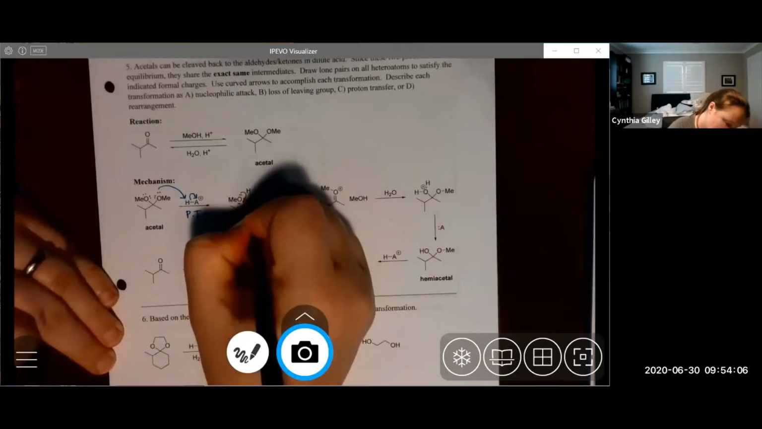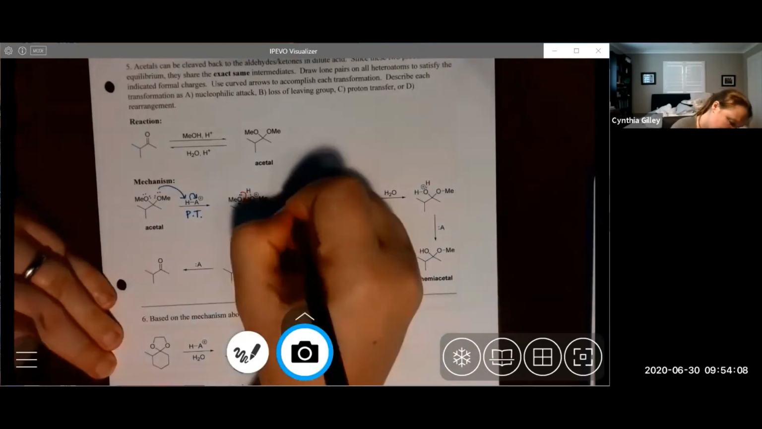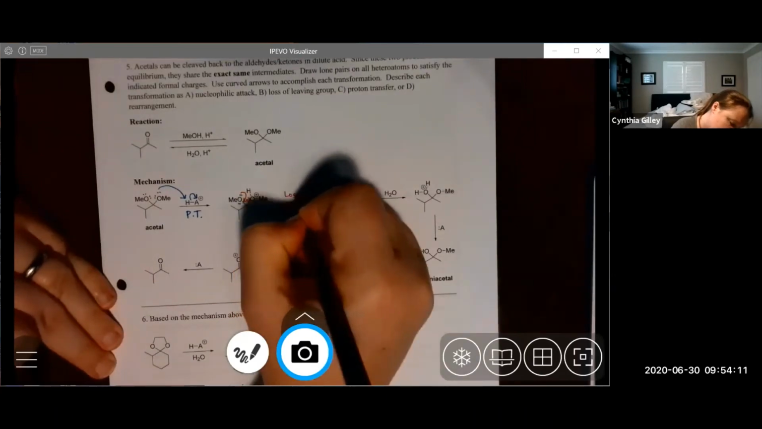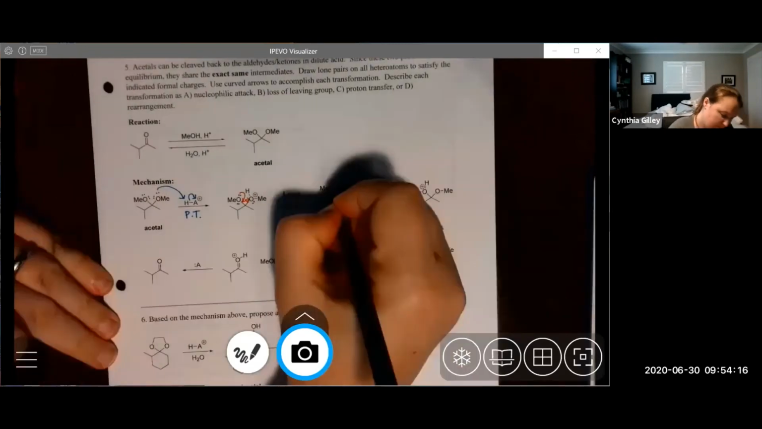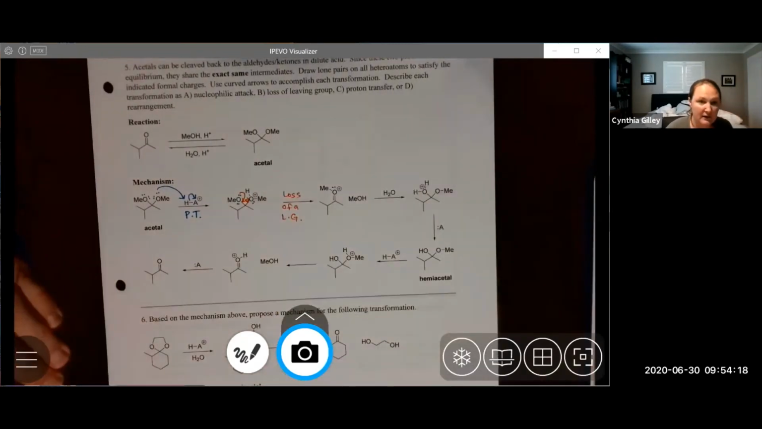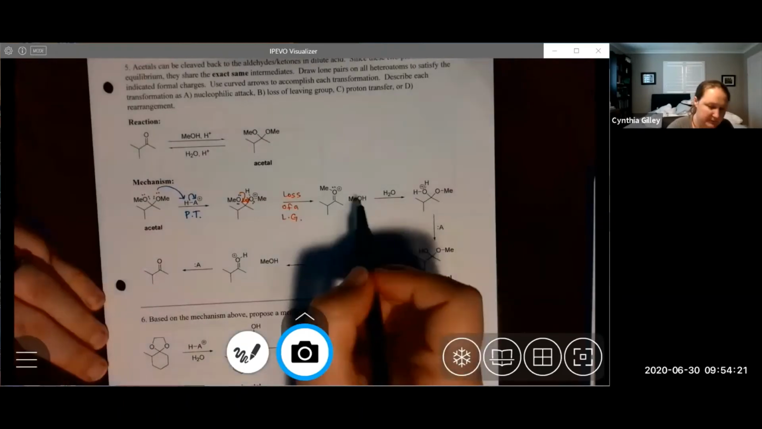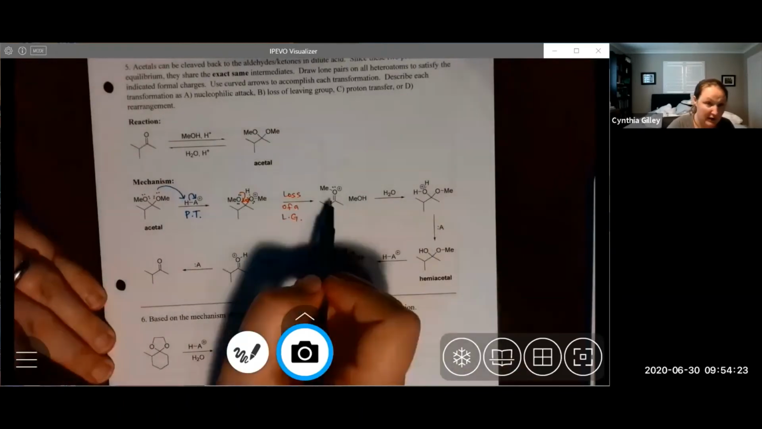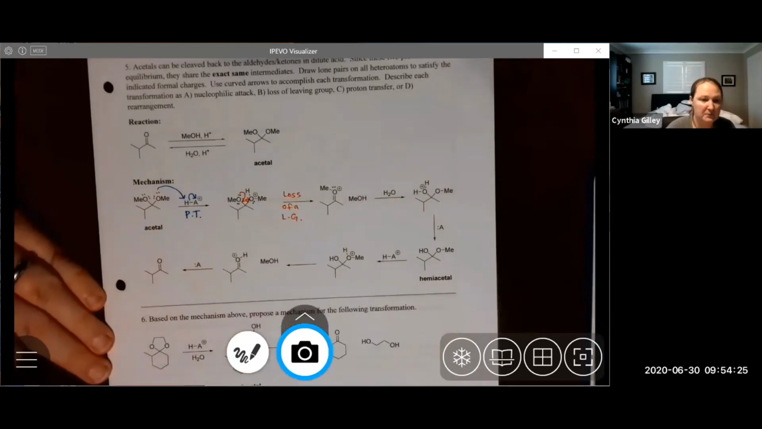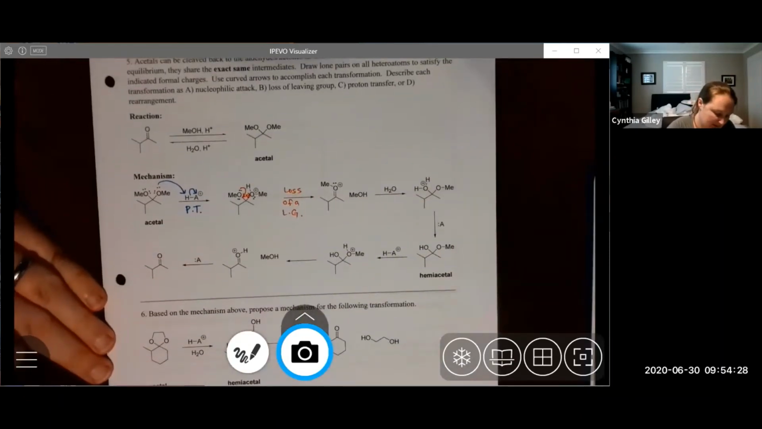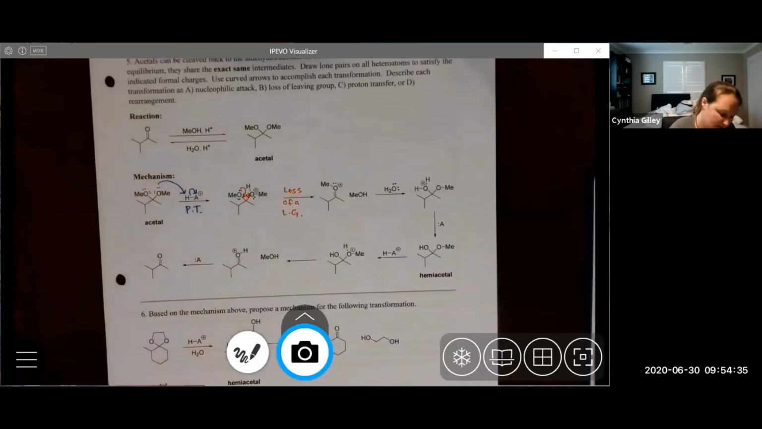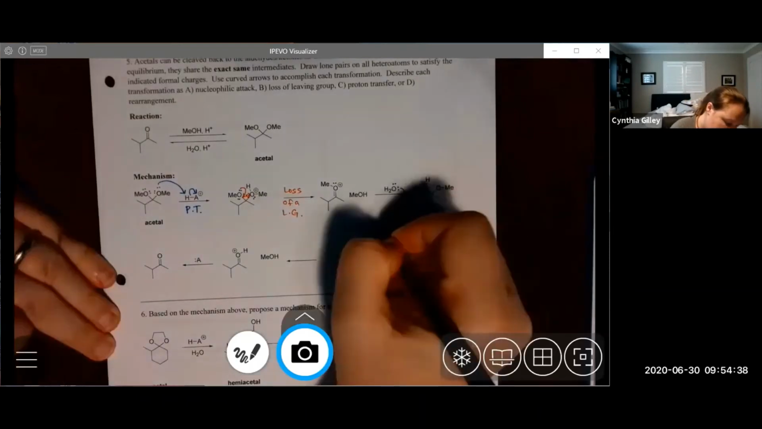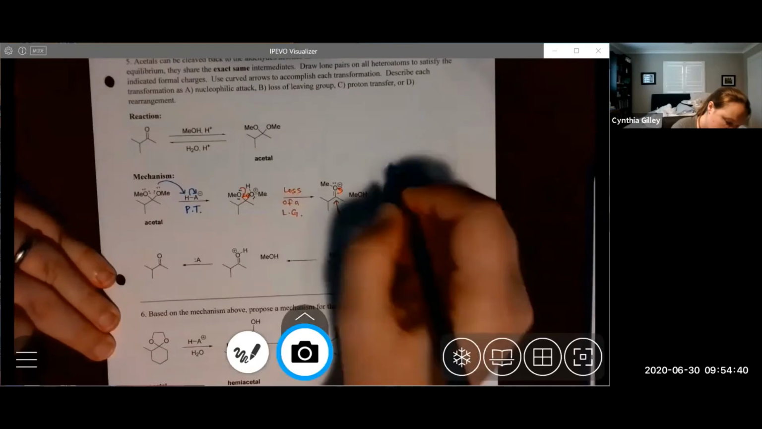We draw two arrows in order to get to the most stable resonance structure. There. So we've kicked out a methanol. We're going to need to kick out another methanol. So at this point, remember this carbon is highly electrophilic. And we have a lot of water around. Dilute acid. So lots of water, very electrophilic carbon, nucleophilic attack.